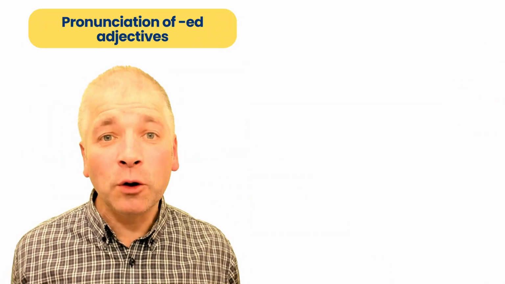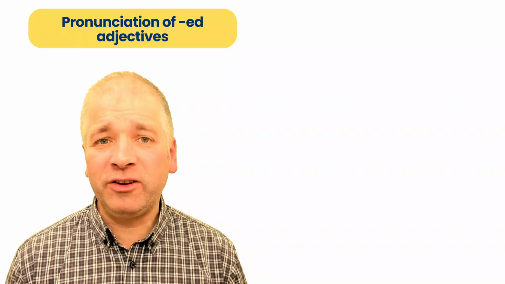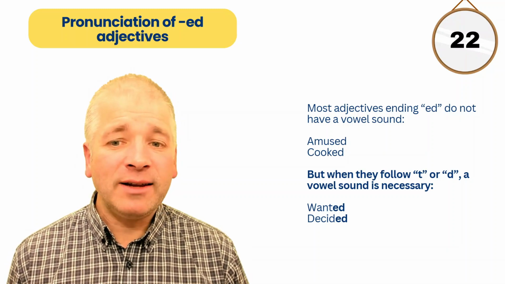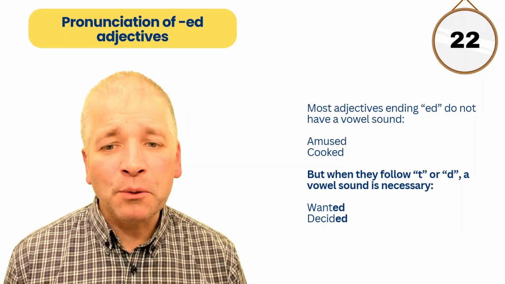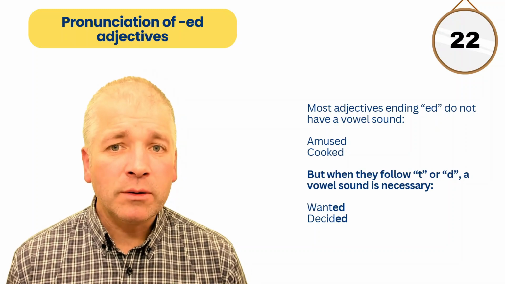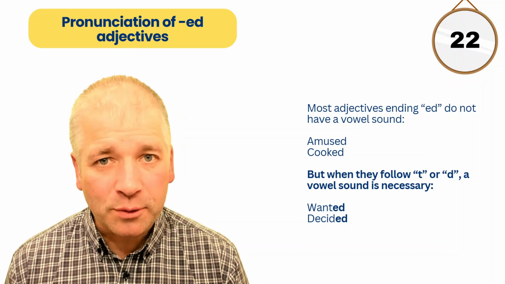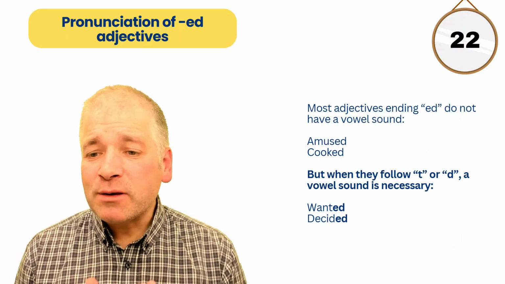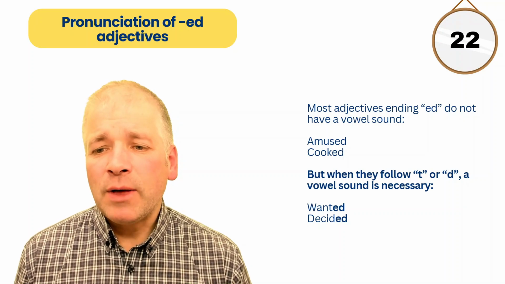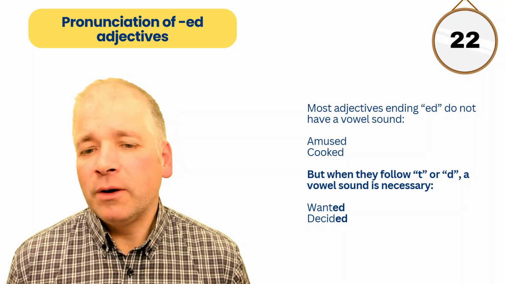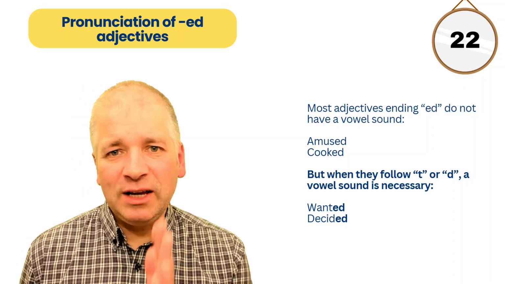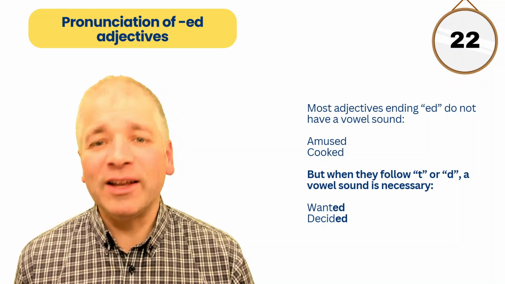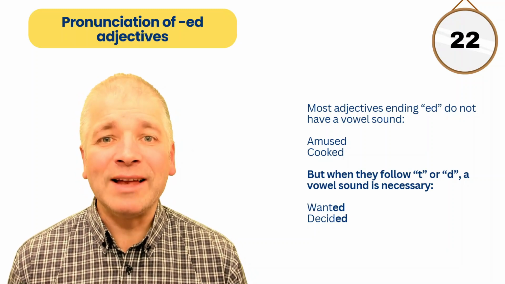Something else to be careful with ed adjectives is their pronunciation. Now, usually adjectives ending ed do not have a vowel sound in the ed. So it's not amused with a vowel, it's amused. It's not cooked with a vowel, it's cooked. But when you have a T or a D before the ed, then we do need that vowel sound. Otherwise, we have a problem going from the T to the D or the D to the D. So it's not wanted, it's wanted. It's not decided, it's decided.